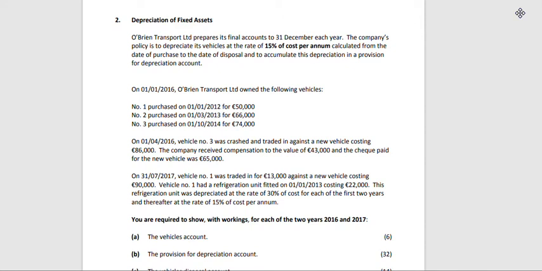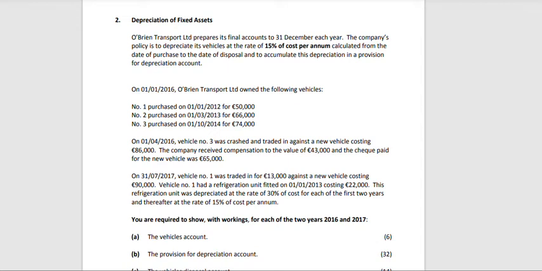This is the 2018 depreciation of fixed assets question. It's question 2 in 2018, should take you about 25 minutes in the exam. So I'm going to look at the question, then I'm going to do a table of workings, then we're going to do the T accounts for the question. So first thing we have to do, have a good read of the question and highlight some things.